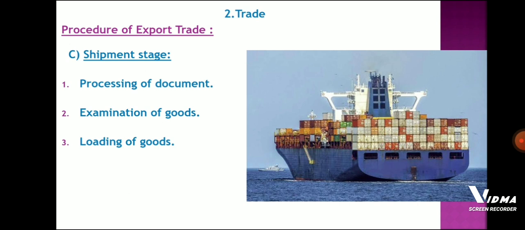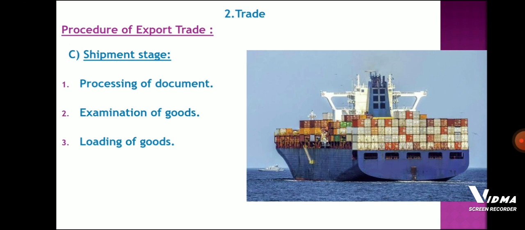Next stage is loading of goods. Students, in this stage, the C&F agent obtains four important valuable documents. We will see in detail. After examining the goods, the custom examiner issues the let export order. The C&F agent then obtains the let ship order from the customs preventive officer, also called CPO. He gives the let ship order. The goods are then loaded on the ship, for which a mate's receipt is obtained.